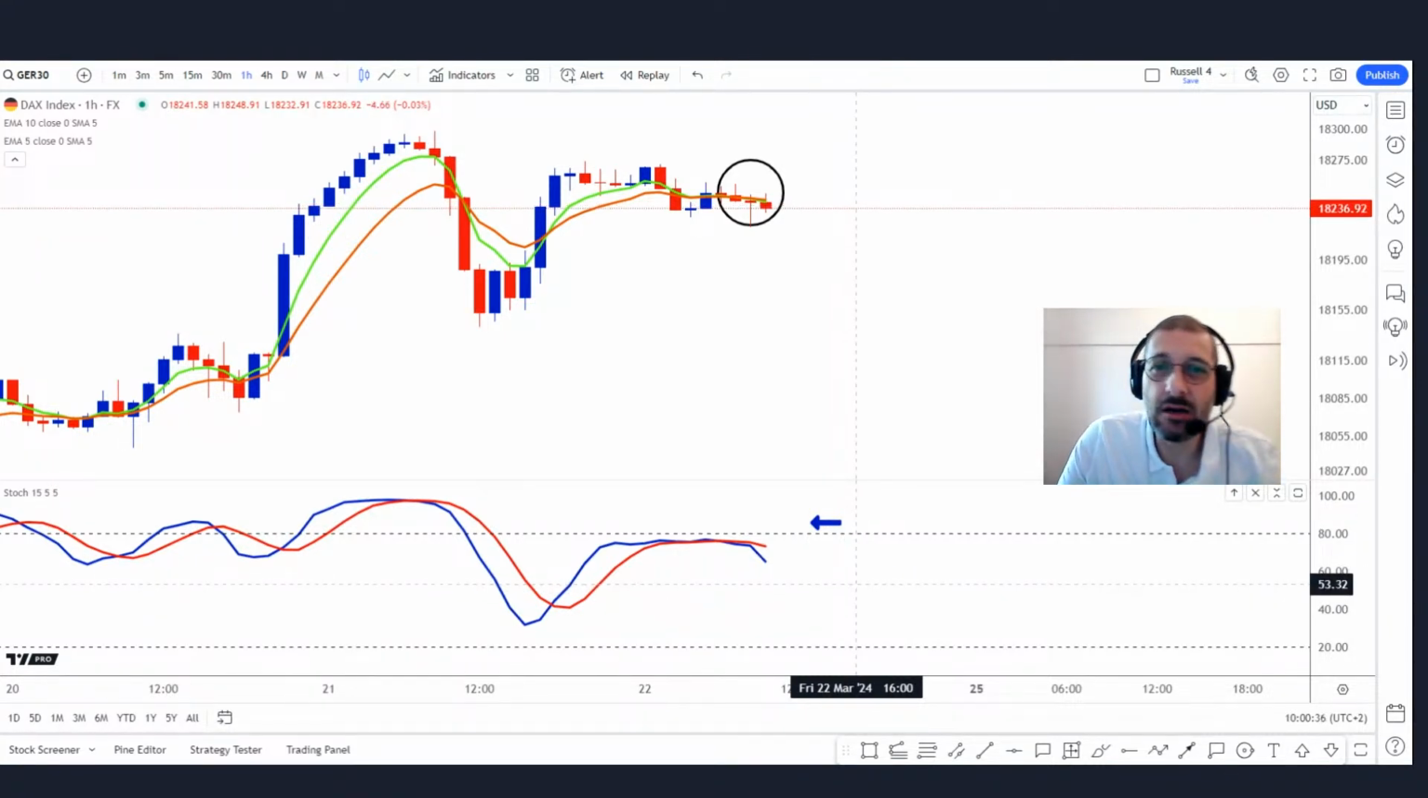All right, let's take a look at SPX 500. Again, top-down analysis.